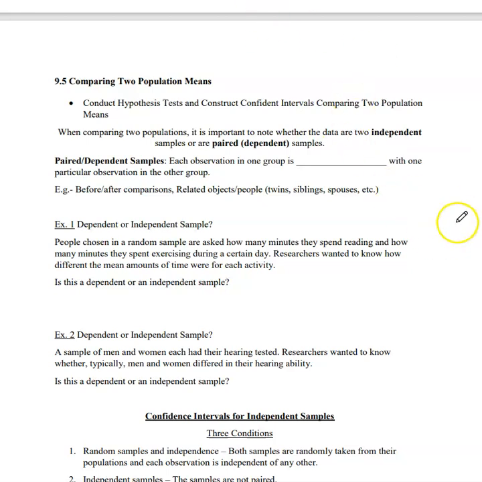Hi guys, Professor Burns here, and we have reached our last new lesson for our course this semester, where we are looking at comparing the means for two different populations or two different groups. And we've been doing this in the last couple of chapters where we talked about comparing proportions with two different groups. Now we're going to look at comparing numerical data, looking at means and how those compare. So we're going to focus on conducting a hypothesis test or creating a confidence interval with two different population means.